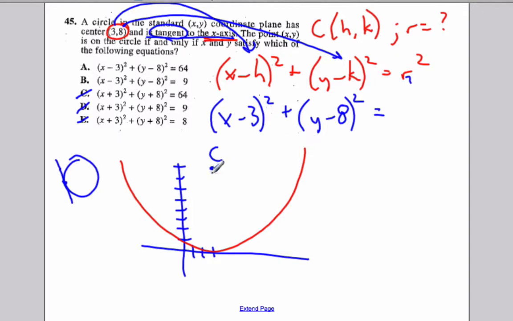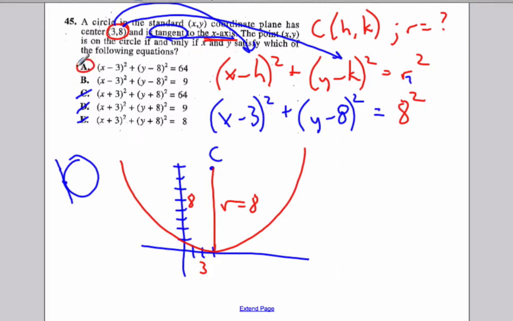Well, this distance right here then will represent my radius. And that distance, since we went over 3 and up 8, this distance is 8. So I need to go ahead and say that it's 8 squared, which is 64. So my answer is going to be A.